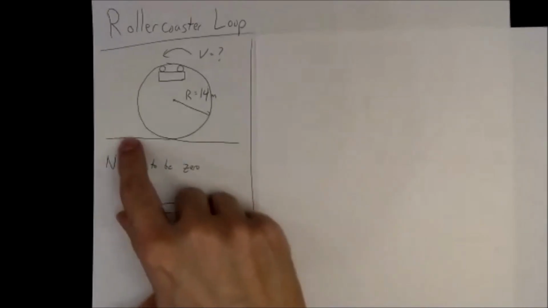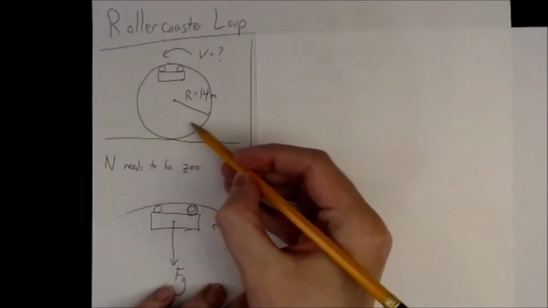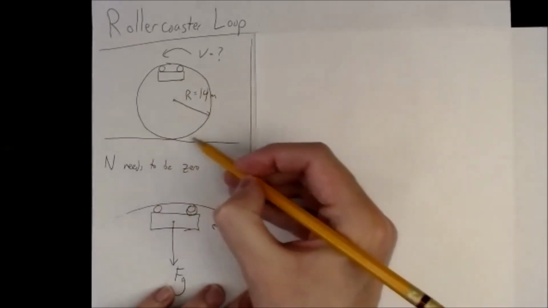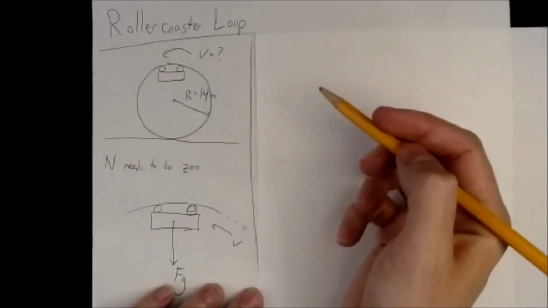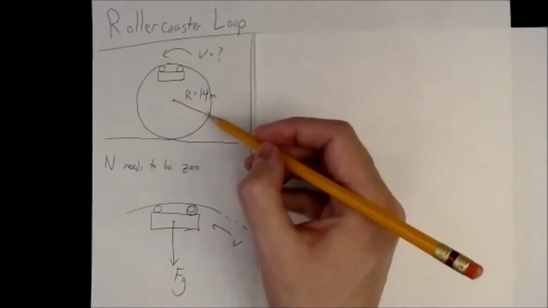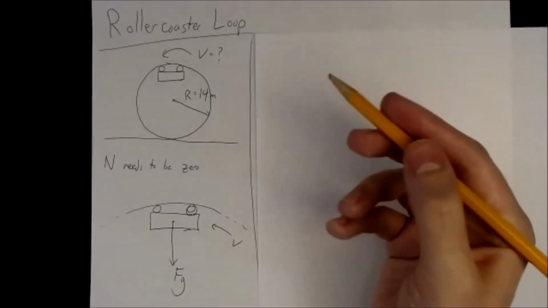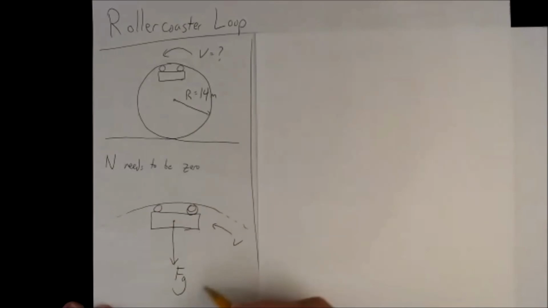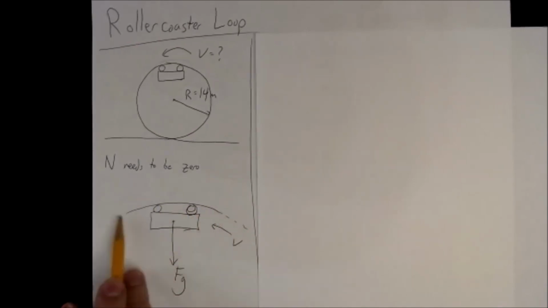So we can draw a side view of our roller coaster. The car comes in here, it goes around the loop like that, and then it exits over there. And here we are at the very top of the loop. Radius is 14 meters. The normal force needs to be 0. And so we can draw a free body diagram of the cart when it's at the top.